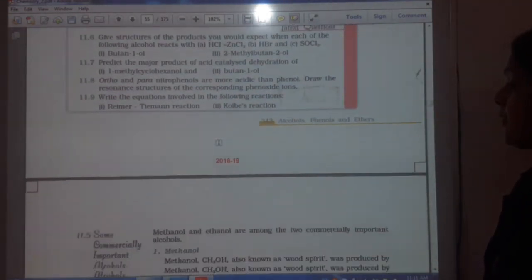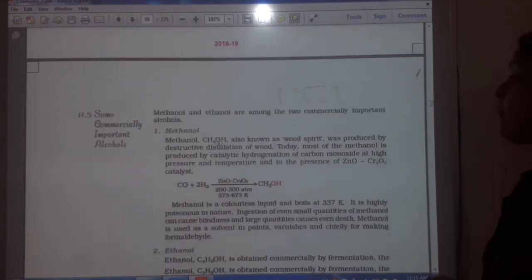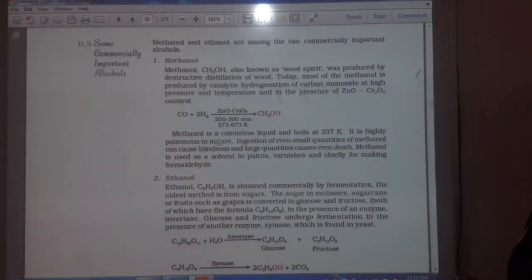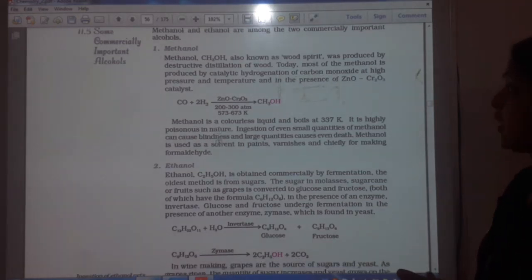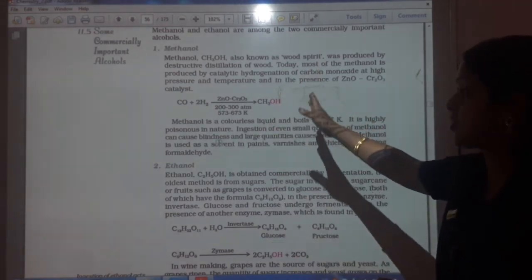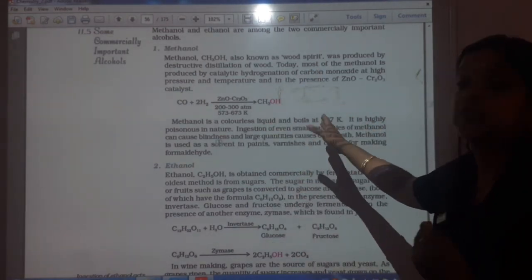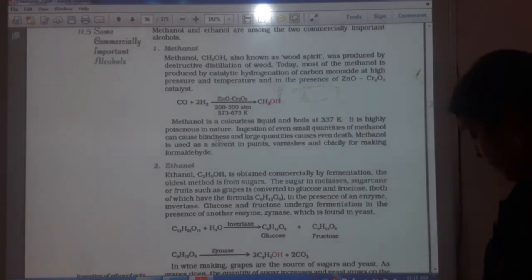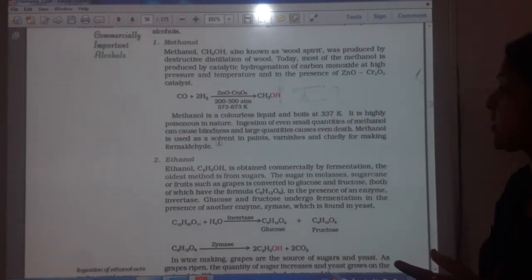So these are some of the reactions, and we have some important alcohols, which are methanol. We have studied it even in 10th standard. Children, you remember how methanol is prepared, by destructive distillation. You just have to go through it. Learn 2-3 properties of methanol which are important. It can come in a choice question.